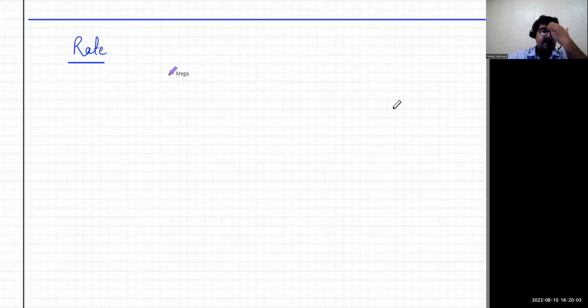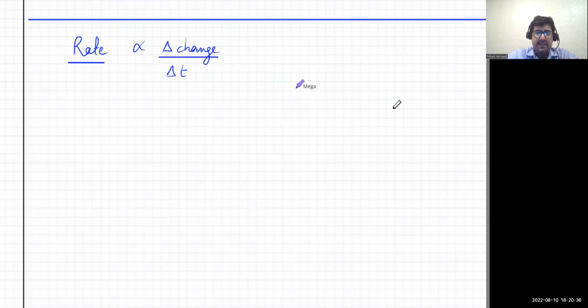Now rate is the speed of the reaction. So rate is basically when you talk about speed, or how fast something happens. So it's proportional to any change that's happening. How quickly does that change happen with respect to time? So it's basically delta change, or whatever change that is, over time, or delta t. Like how much time it takes for a particular change to happen. If that change happens very quickly, that means it's fast, it's quick. If that takes a very long time, that means it's slow.